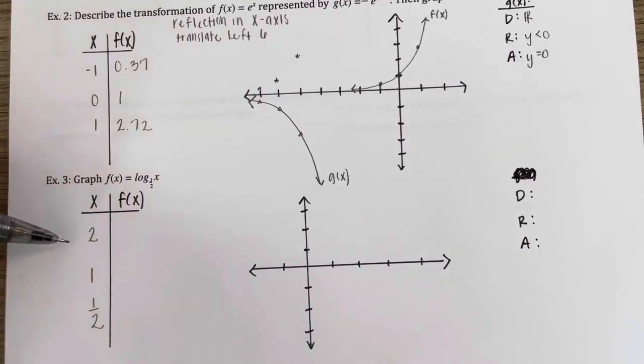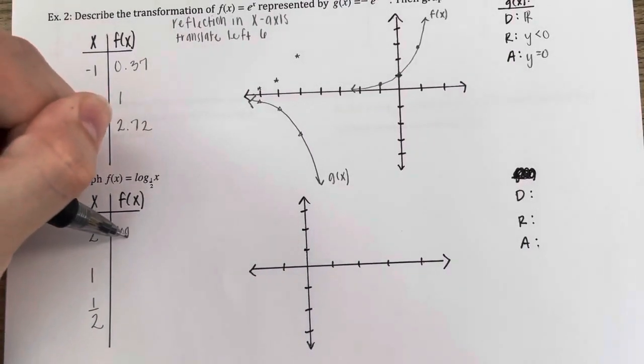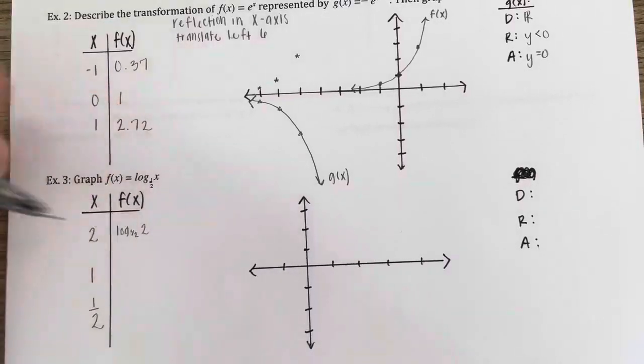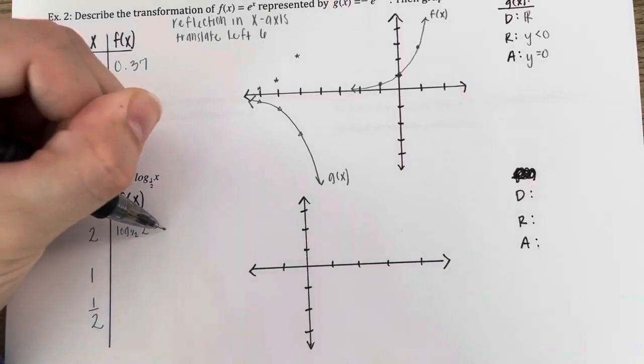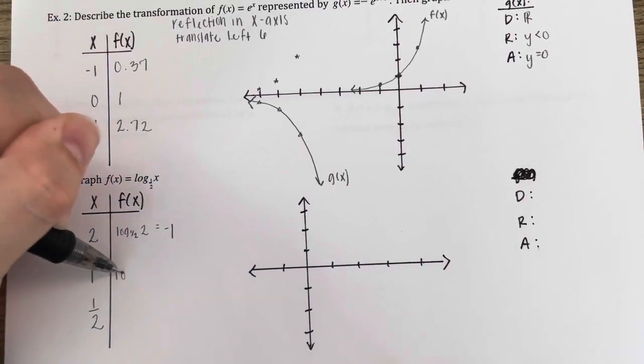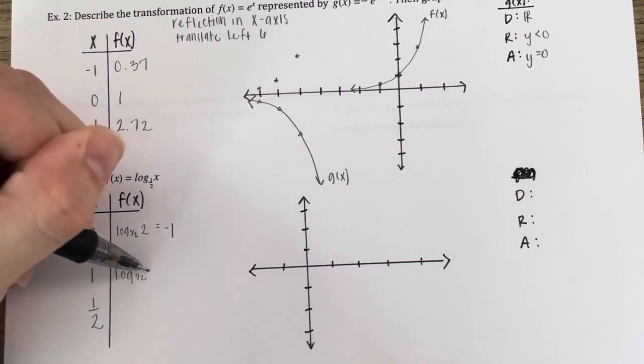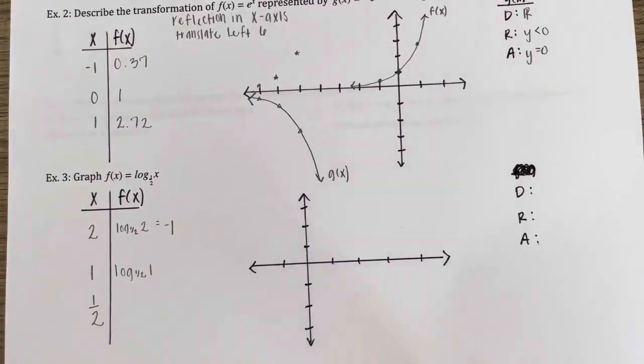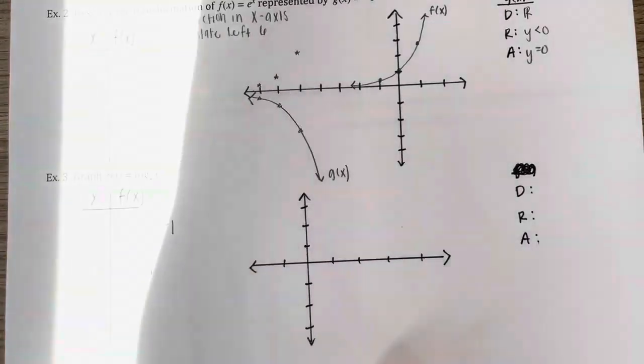So when I plug in 2 for x, that becomes log base 1/2 of 2. So that's saying 1/2 to what power equals 2? Well, 1/2 to the negative first power equals 2. And then when x equals 1, log base 1/2 of 1, it's asking 1/2 to what power equals 1? Well, 1/2 to the 0 power equals 1.